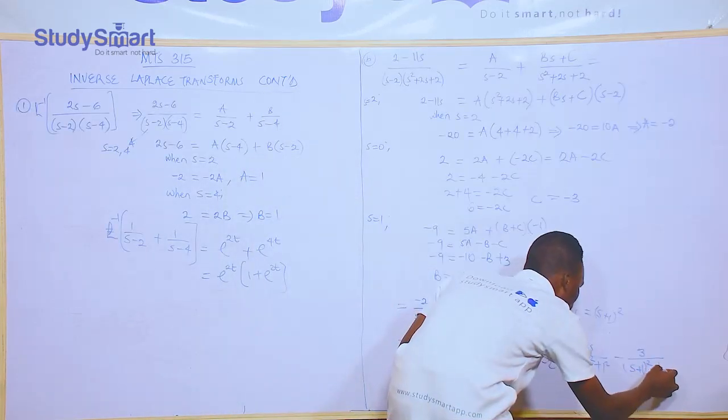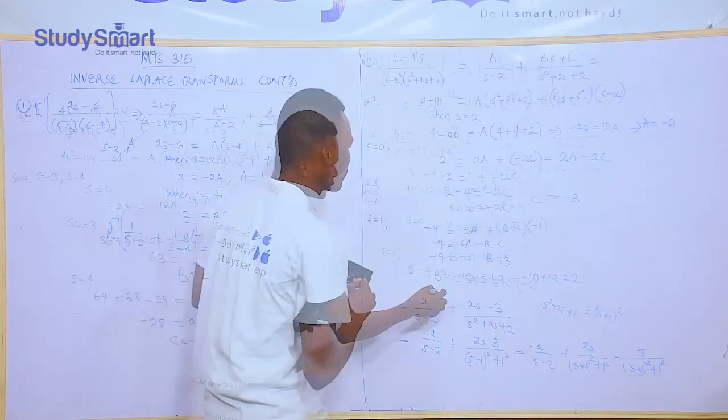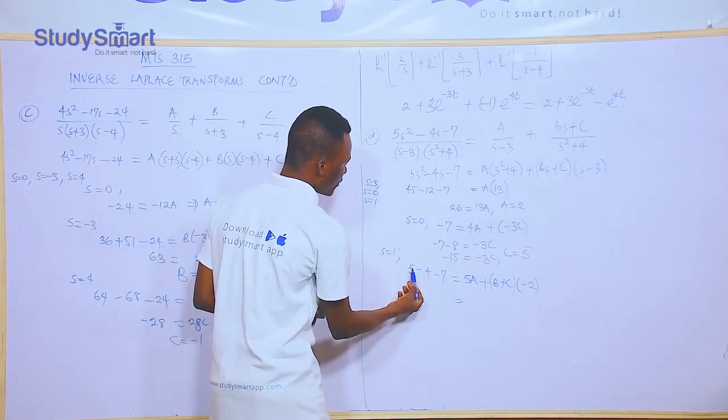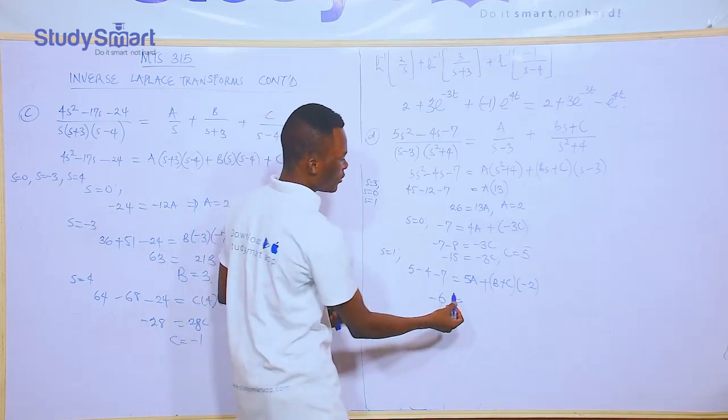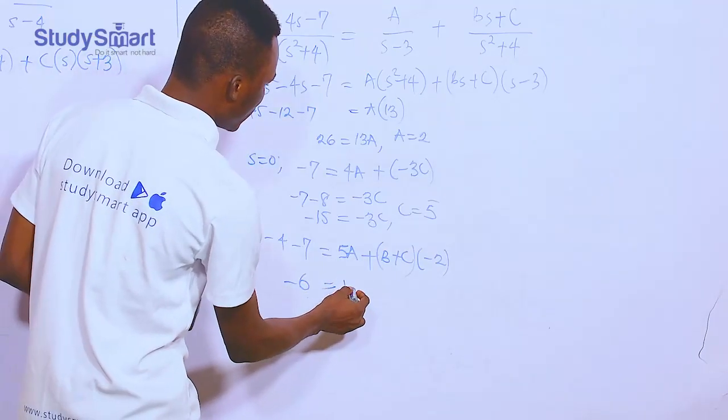1 square plus 1 square. Okay. Then from here we have 5 minus 4, that's 1, that's negative 6. Okay. A is 2, that's 10.